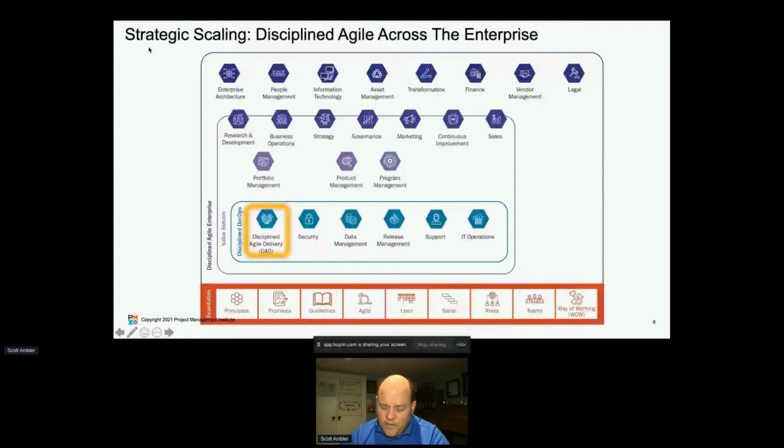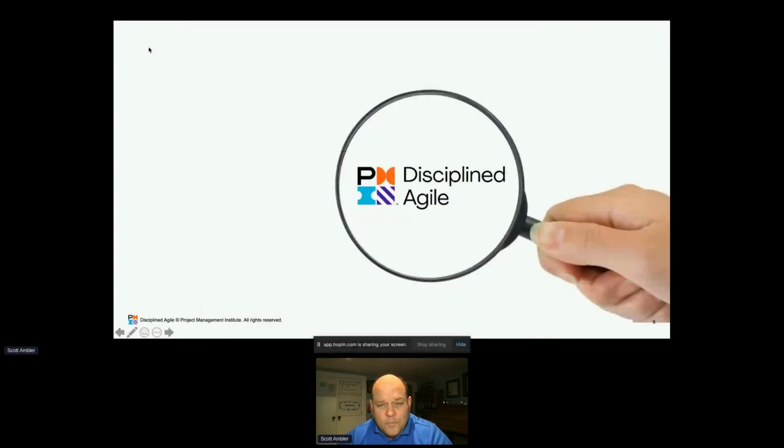So when I use the term solution, it's really almost always a software-based solution. And sometimes software is not even involved. It could all be manual, and that's okay. Do the best you can in the situation you face. So what is Disciplined Agile?